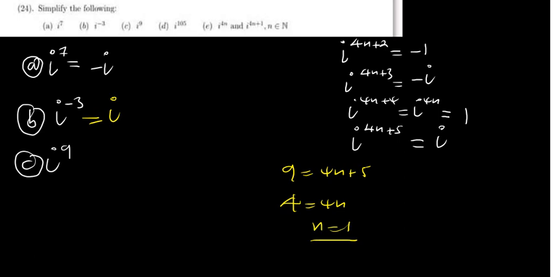It's a whole number. That means i to the power 9 is equal to what? What have we used? We've used this one. i to the power 9 is equal to i.